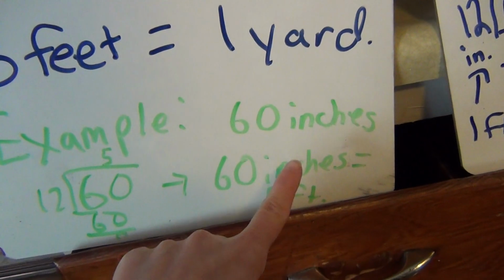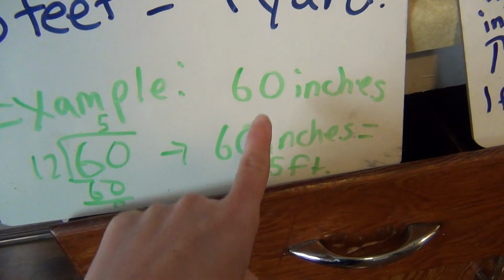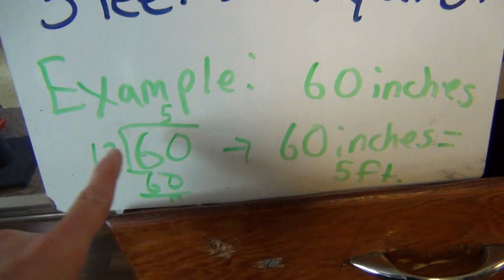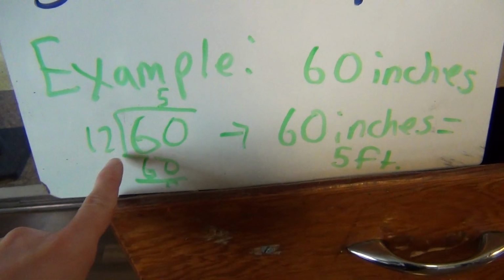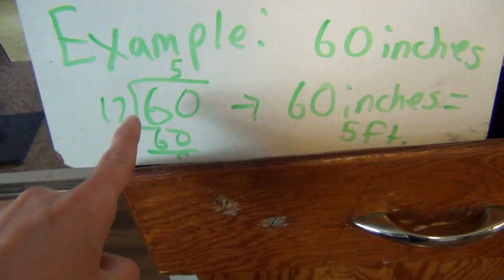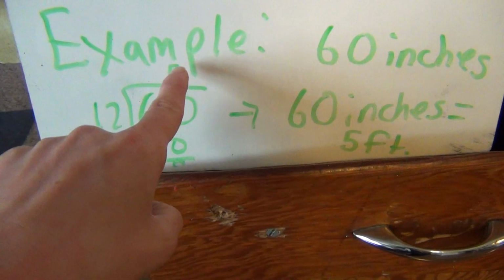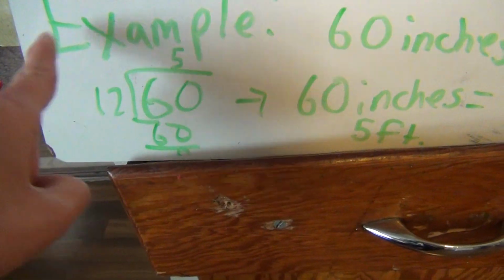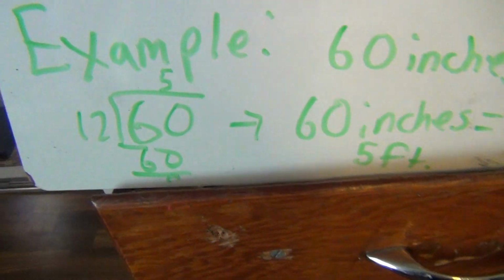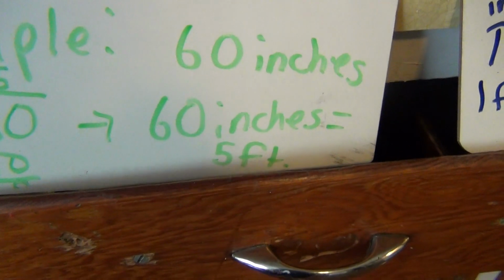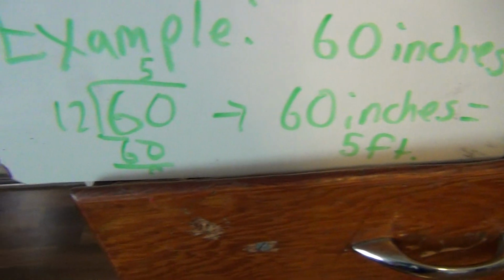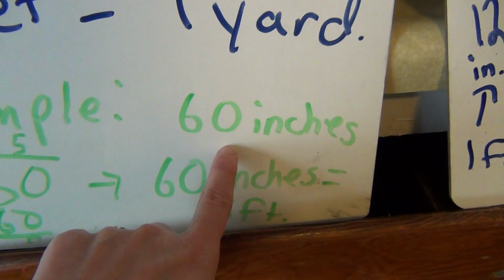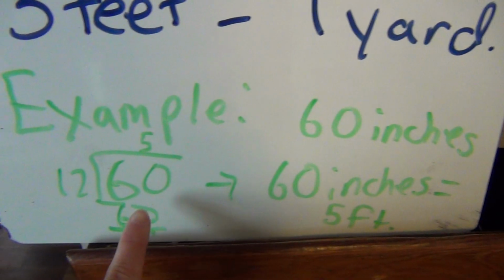So, if they give you 60 inches and they want to know how many feet that is, you take 60 inches and divide it by 12 inches, because there's 12 inches in 1 foot. And that is 5. 5 times 2 is 10, carry the 1. 5 times 1 is 5, plus the 1 equals 6, 60. So, 60 inches equals 5 feet. Do you see how we did that? They wanted to know how many feet 60 inches equals, so we have to divide.